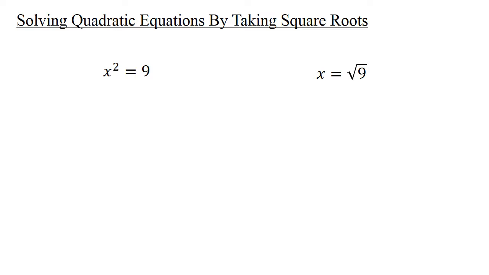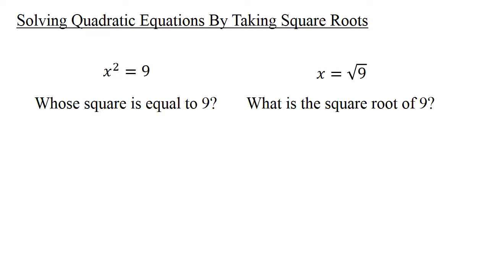x squared equals 9 and x equals the square root of 9. To some people, they may appear to be the same, but they're actually asking slightly different questions. The first one's asking what number squared is equal to 9? Where the second one's just asking what is the square root of 9?